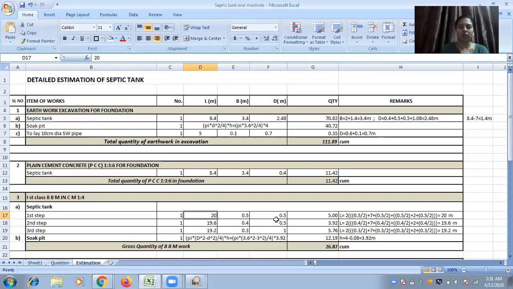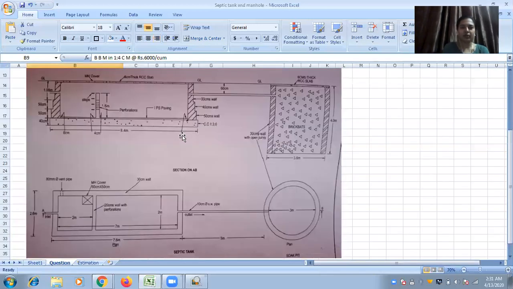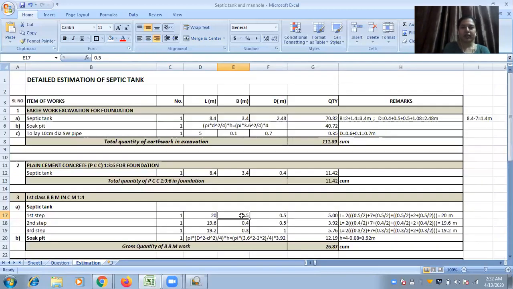Breadth is the wall thickness of the first step, that is 0.5. Depth is, here you can see, 50 centimeter depth of the first step. Here you can see the thickness as 50 centimeter. So both breadth and depth will be 0.5 meters here.